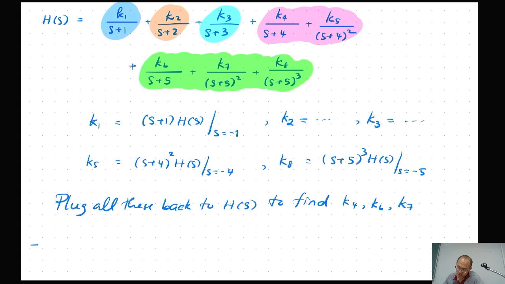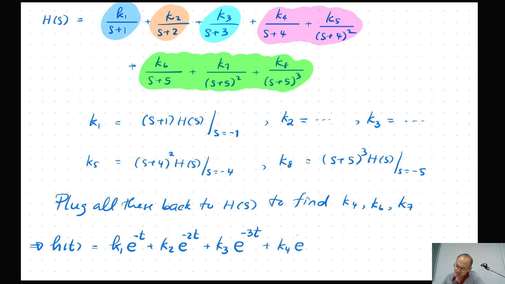So ultimately, when you find the inverse Laplace transform, you're going to get K1 e to the negative t plus K2 e to the negative 2t plus K3 e to the negative 3t, okay? Plus K4 e to the negative 4t plus K5t e to the negative 4t.